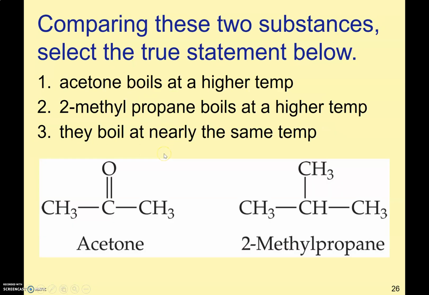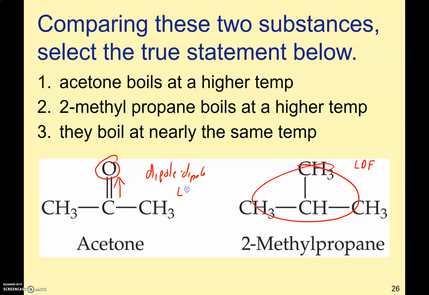All right, another question. Comparing these two substances below, select the true statement. Acetone boils at a higher temperature, 2-methylpropane boils at a higher temperature, or they boil at the same temperature. Again, this one is mostly nonpolar, because it contains only carbon and hydrogen bonds, so it really only has London dispersion forces. This has a slight dipole moment here. So it's polar, therefore it has dipole-dipole forces, and it also has London dispersion forces.